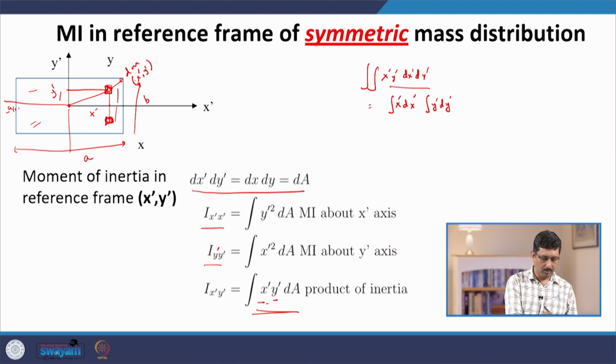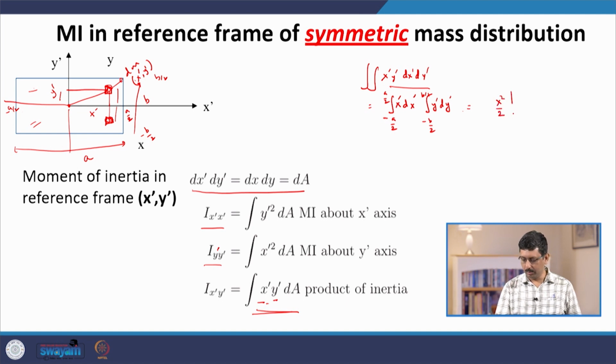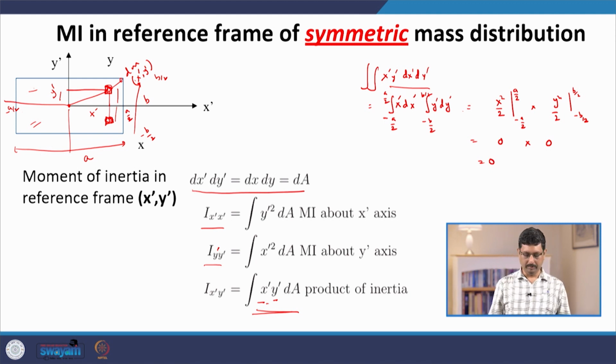So, x varies from minus a by 2 to plus a by 2 and y varies from minus b by 2 to plus b by 2. So, the limits are minus b by 2 to plus b by 2. This gives me x squared by 2 from minus a by 2 to a by 2, times y squared by 2 from minus b by 2 to b by 2, and this is 0 into 0, which is 0. So, you now verify that if the product of inertia I x prime y prime is 0, then the mass distribution is symmetric.